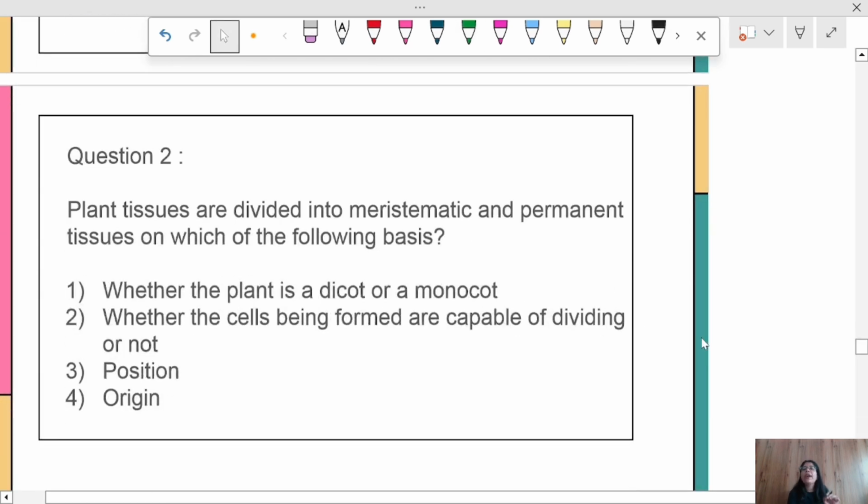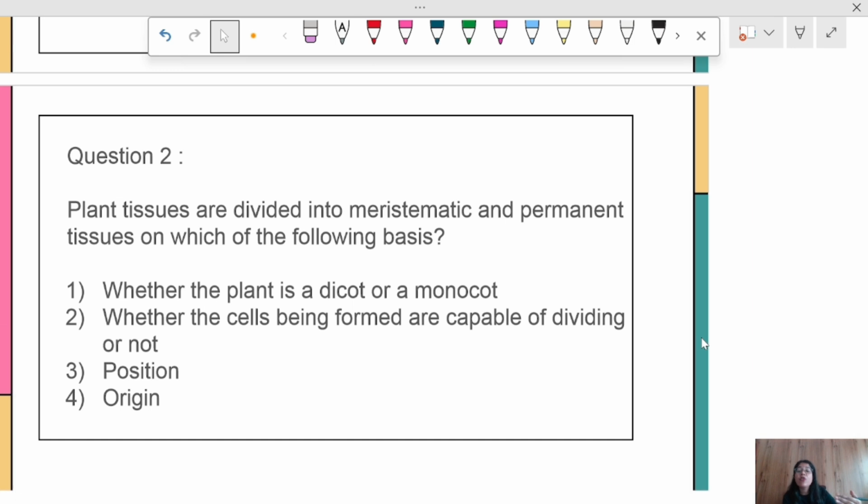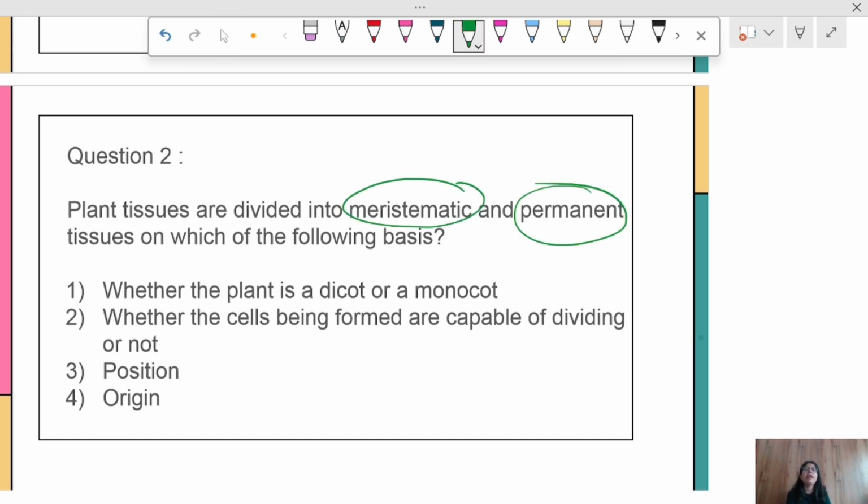Plant tissues are divided into meristematic and permanent tissues on which of the following bases? What is the basis on which you are dividing all the tissues as meristematic and permanent? You know very well, right? Are you dividing them on the basis of position? No. You are dividing them on whether the cells have the division capacity, or they have lost the division capacity.